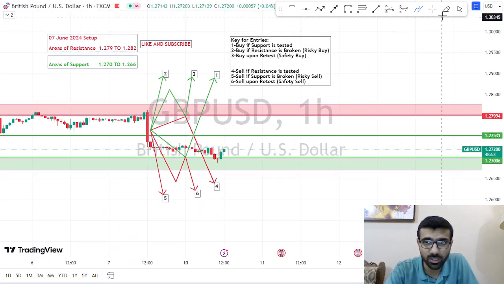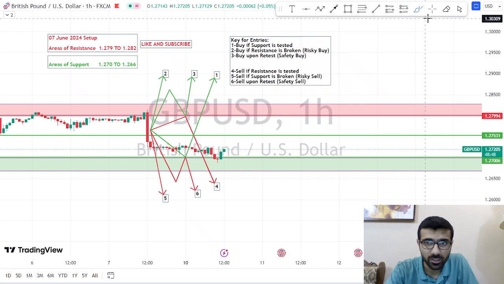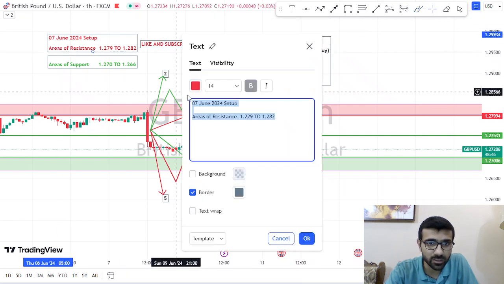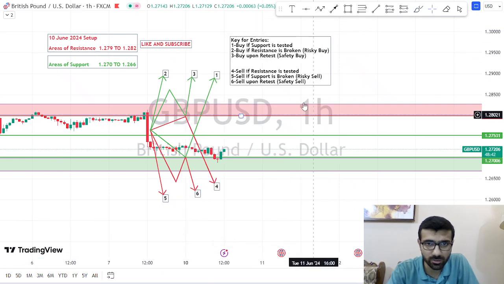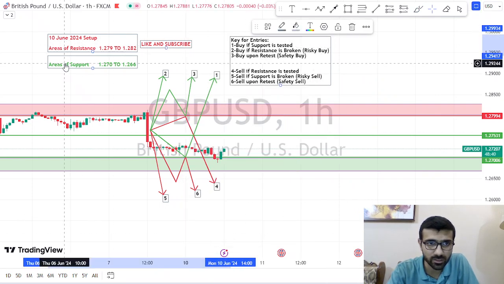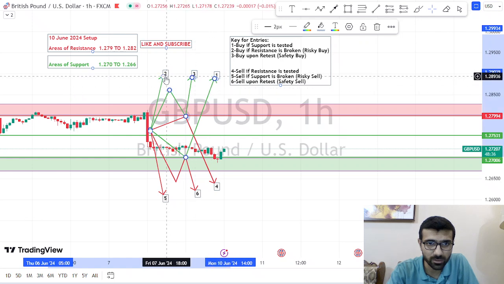Now let me move forward these scenarios for the 10th of June, which is today, and you only have to take these trades accordingly, and I hope that you will be making some good profits.